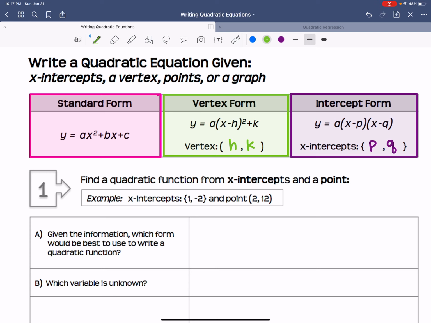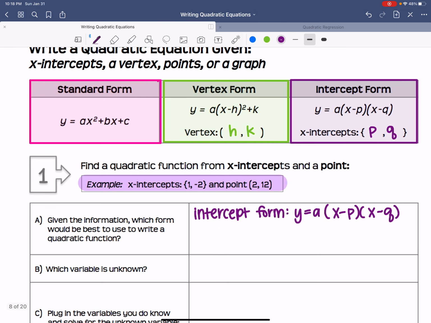So we're going to do an example where we have the x-intercepts and a point given to us. If that's the case, then we want to know which form is going to be the most helpful to use. The form that uses the x-intercepts is intercept form. So that's the form that would be most beneficial when we're writing this equation. Intercept form, I'm just going to rewrite it here, is y equals a times x minus p times x minus q, where p and q are the x-intercepts.